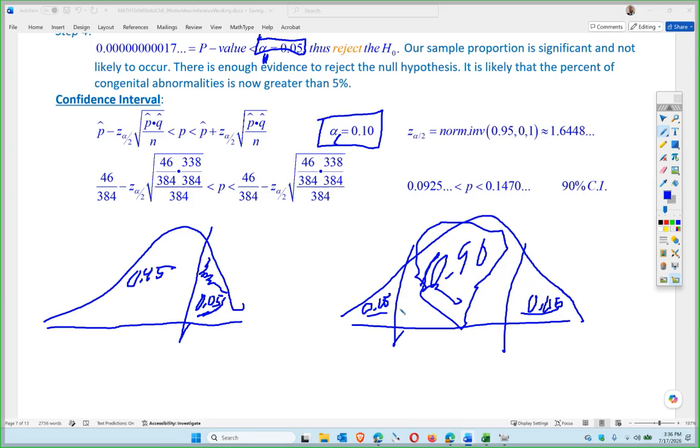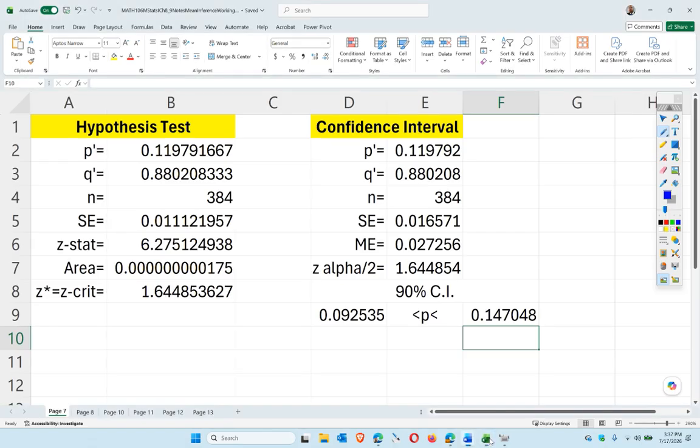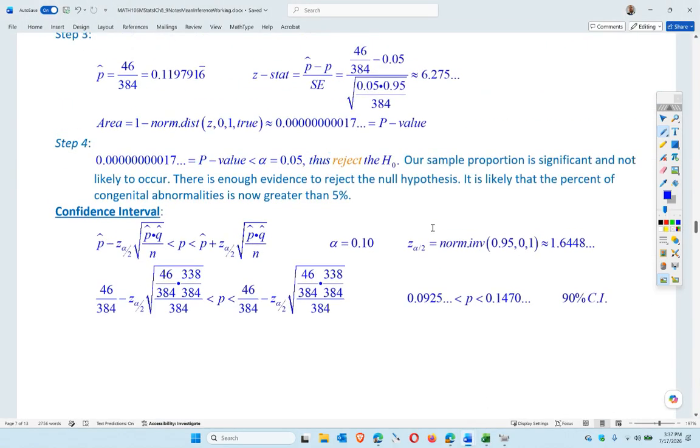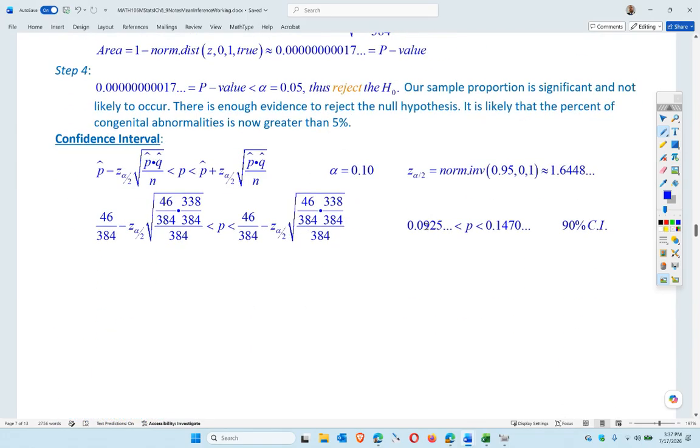So it takes two of these. All right, so what did I get? 925 and 1470. Is that what I got? Yes. Okay, so what you notice is that the 0.05 is not in the confidence interval. Hence, we rejected. It's not in there. So let's talk about the type errors first.